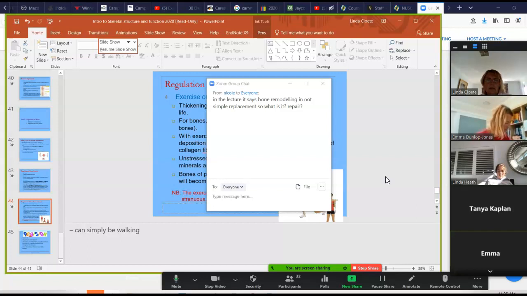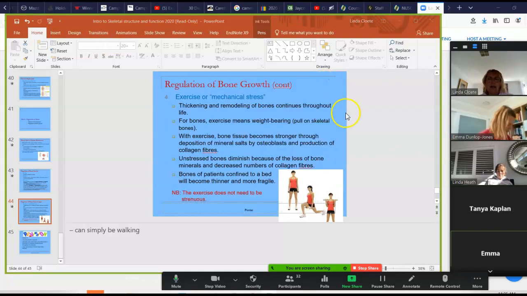Does that make sense, Nicole? Yes, okay. So that's just important to understand. It's not just a case of give and take. The whole time, the bone is basically being replaced according to the needs.